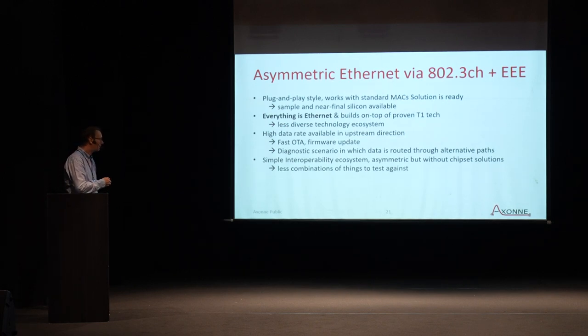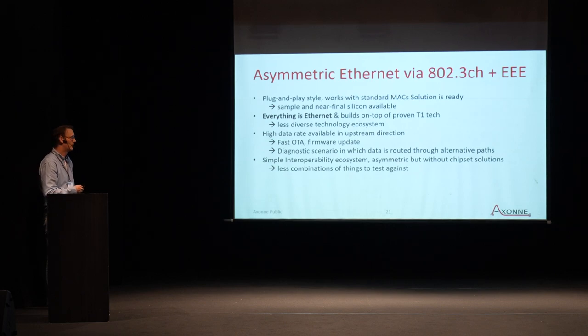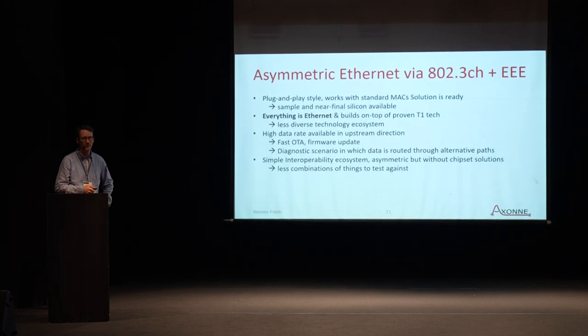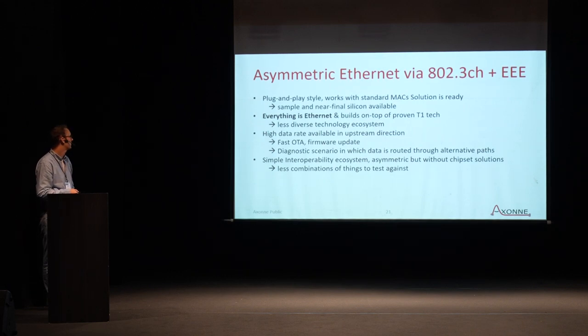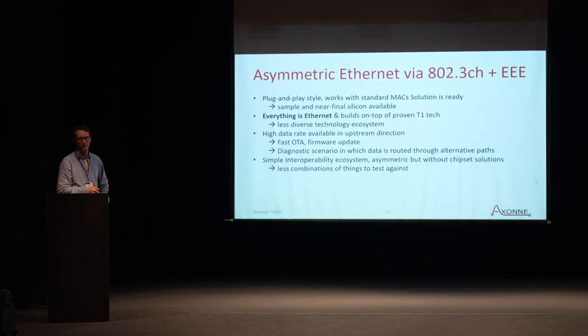Everything is Ethernet, so it's the same kind of technology, T1 technology, which we have had around for quite some time. Energy efficient Ethernet also hasn't specifically changed; it's the same energy efficient Ethernet. Naturally, the specific signaling on the physical layer is slightly different, but technology-wise, it's the same energy efficient Ethernet that has been around. Another interesting aspect is that the high data rate is potentially available when you need it for something like firmware updates, or if some links should be misused for diagnostic access. It scales, so it's not hard frozen to something. And it's a simple interoperability ecosystem. It's symmetric, everything is essentially the same, except you need to test different vendors against each other.